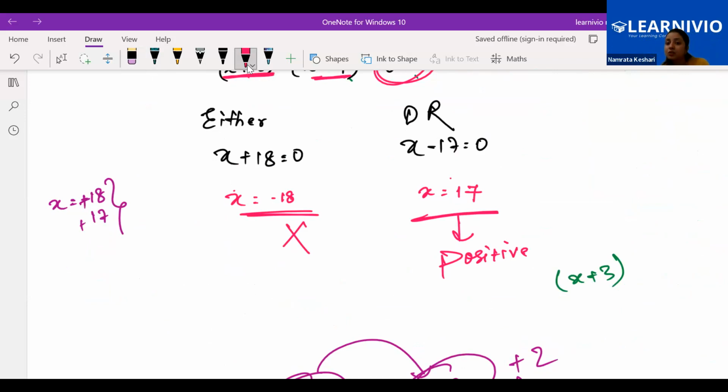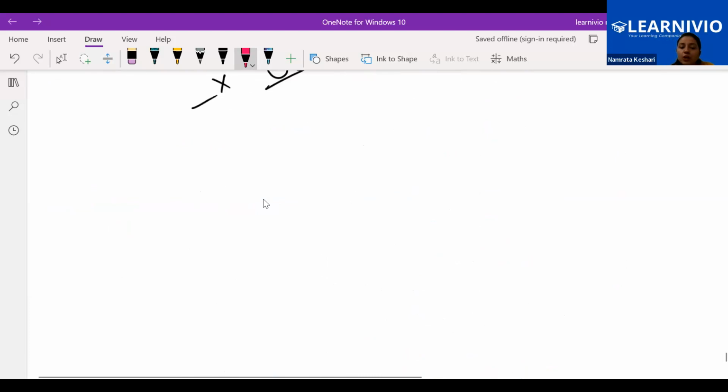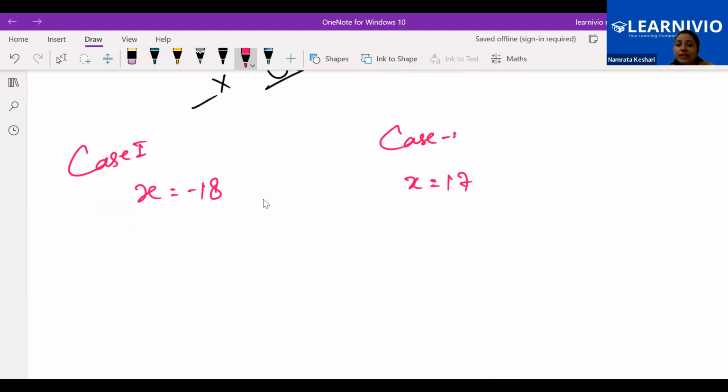What will be the consecutive integer? That is x plus 1. Initially we made the assumption, so the next integer will be 17 plus 1, that is plus 18. So plus 17 and plus 18, these two are consecutive positive integers. We got two answers, x equals minus 18 and x equals 17. So we are getting two cases. This is case 1, this is case 2.